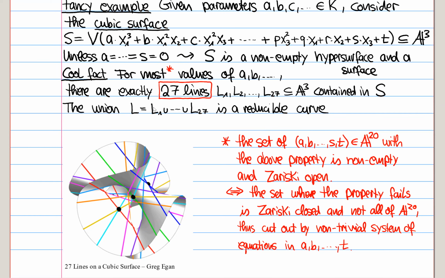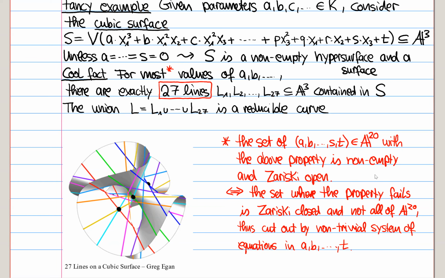k. And this is the following. This is written here. It is saying that if you look at the set of all such tuples of parameters, you can see this as an element of A^20. So for every point in this space here, you get a single hypersurface like this. And the claim is the set of all such things which have the property of having exactly 27 lines is a non-empty set, and it is Zariski open. So we have seen all the words here. It's non-empty, so it means it holds for at least one choice. And then it's also Zariski open.